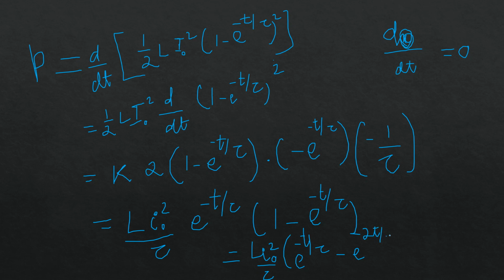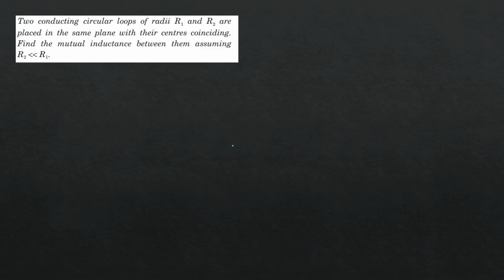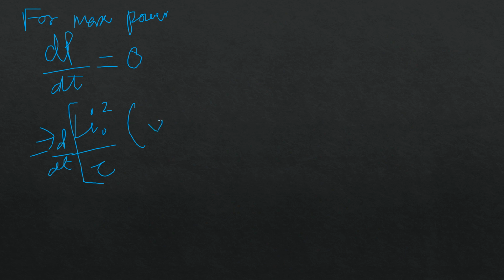Okay, so I'll just write it here: minus t by tau e to the power minus t by tau minus e to the power minus 2t by tau is equal to 0. Now you take the derivative again. Take the derivative of the power here, and this one will go to that side and become 0. Why? Because this is a constant. So I can just take the derivative of this one.